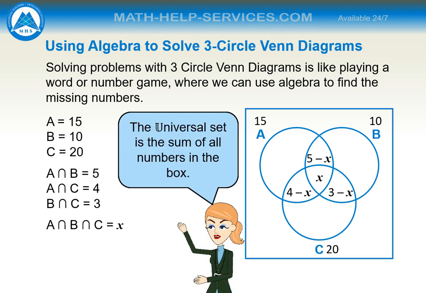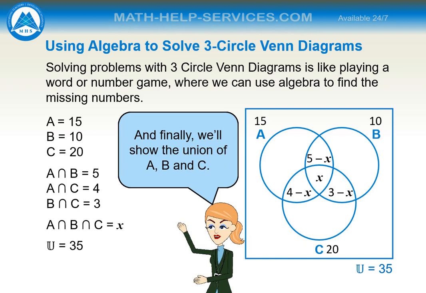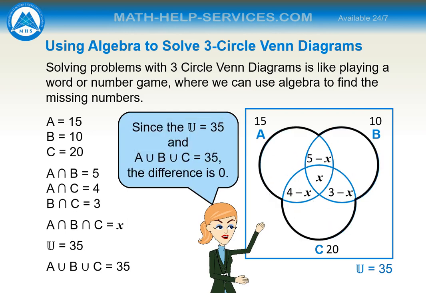The universal set is the sum of all numbers in the box. We'll label that with this U. And finally, we'll show the union of A, B, and C. Since the universal set and the union of all three is the same, the difference is 0. So there's nothing outside of this.